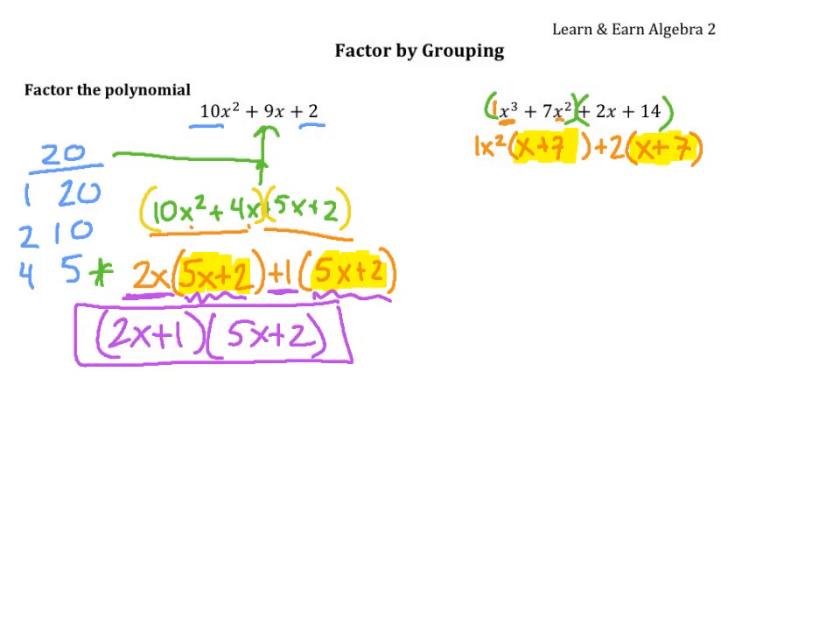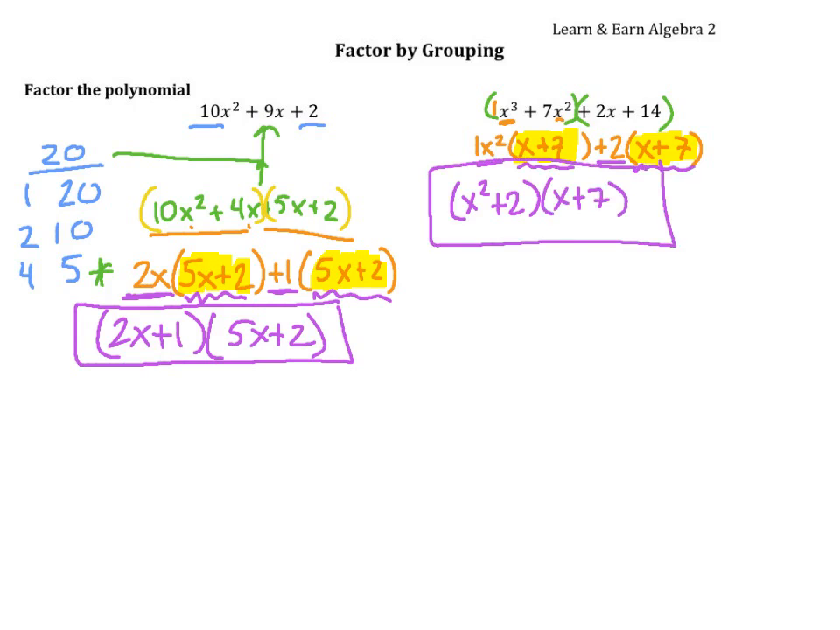So now I need to group my GCFs together so I can put x squared plus 2. And then my common terms, which are x plus 7. And this is my answer for the second example for factor by grouping.